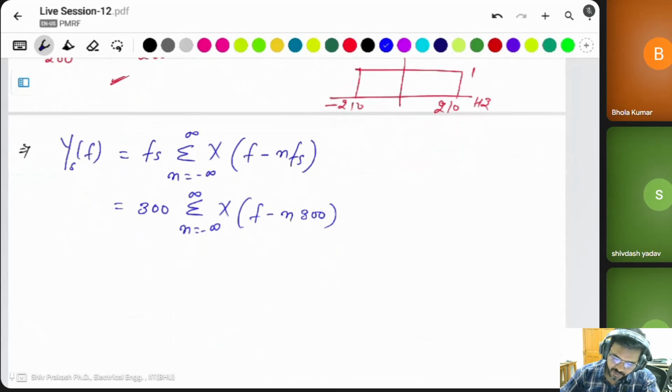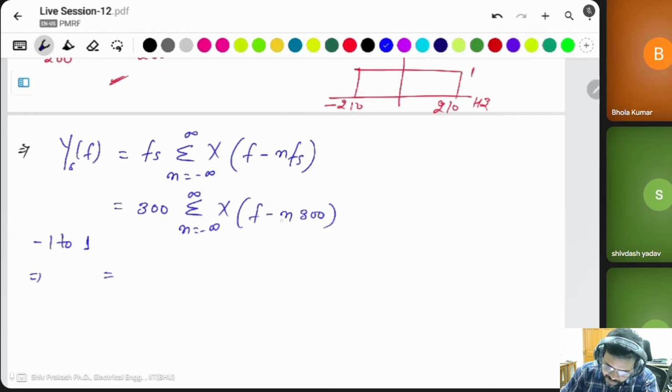Okay, this is open from minus 1 to 1. Expand this one. If you put the minus of 1 here, then what happened? This will be 300 x f minus 300, so minus of 1, then this will be plus 300. If you put the value 0, then what happened? This will be 300 x f only. This will be n is equal to 0. This one will be 0.